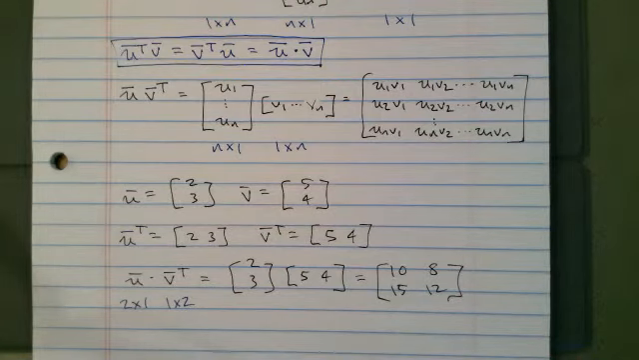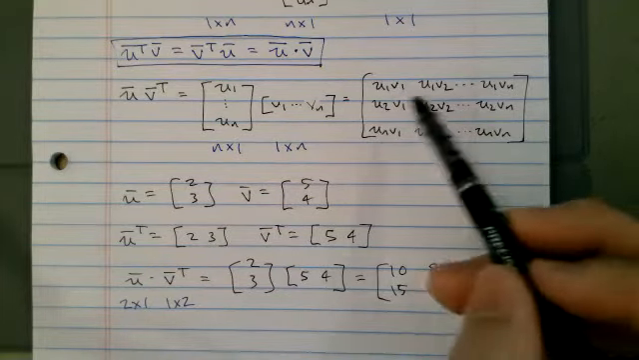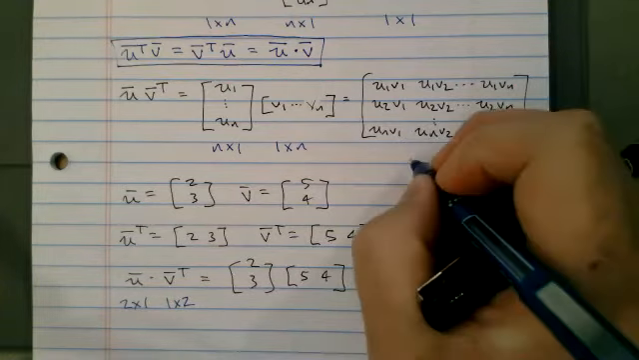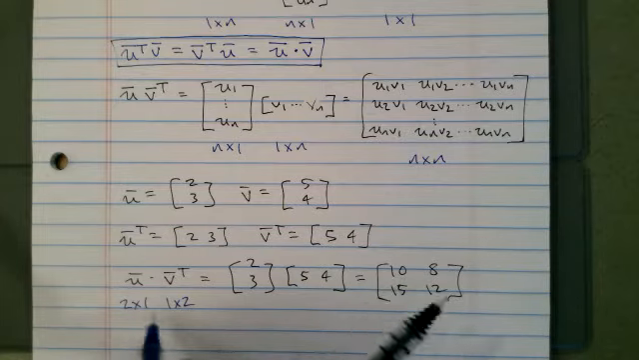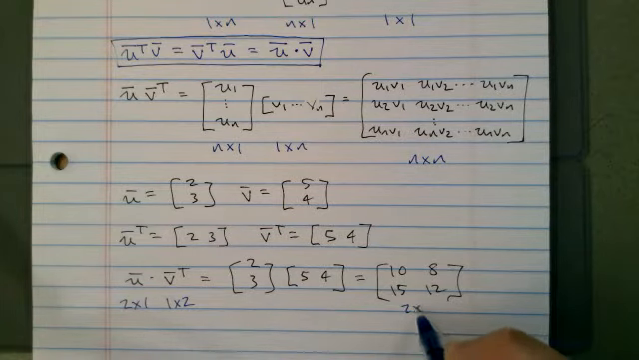Now that we've calculated U times V transpose, we can see all these products. We get an n by n matrix, just like when we take a 2 by 1 by a 1 by 2, we get a 2 by 2 matrix.